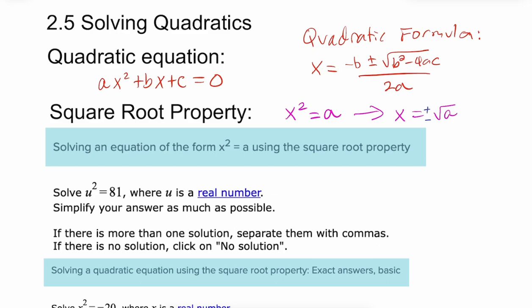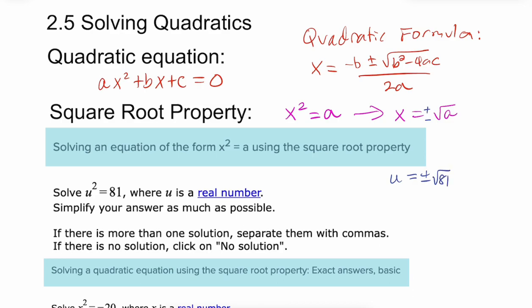So when we're looking at this first problem that says u squared equals 81, and we want to solve it where u is a real number, simplify your answer as much as possible. The first thing we're going to do is take off the square on the left. We're going to plus or minus the square root of the right.